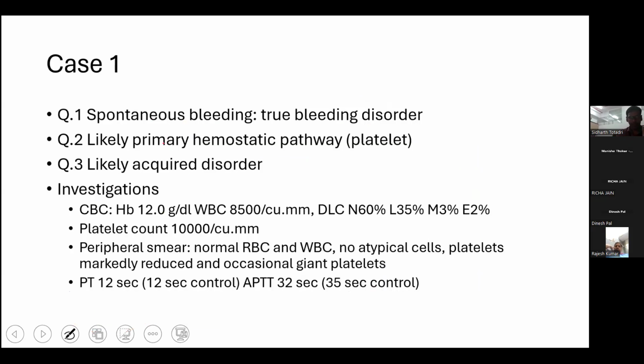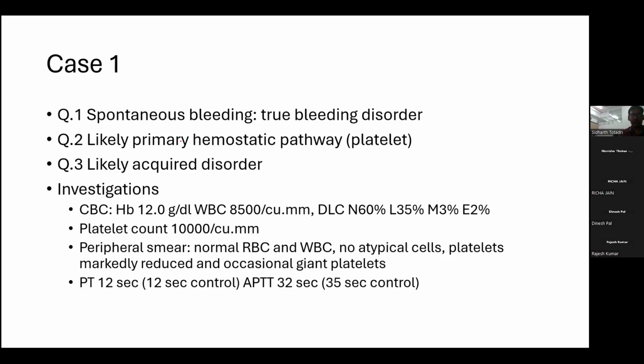So coming back to the case that I started with, this is most likely a true bleeding disorder because the child has come with multiple skin bleeds without any other triggering factor. Likely this is a primary hemostatic pathway defect and likely an acquired disorder. So most likely we're dealing with ITP. So these are the investigations.